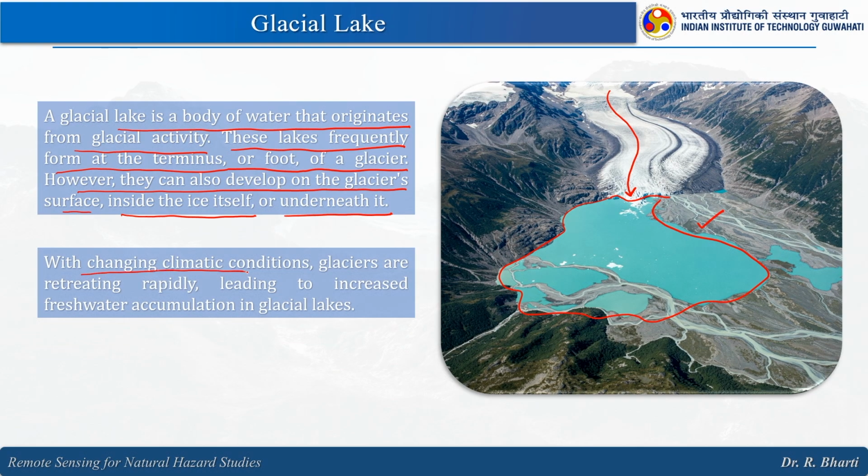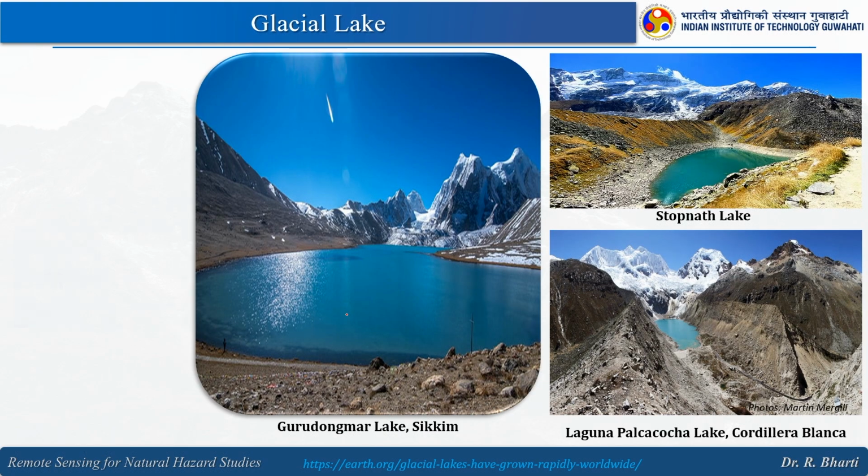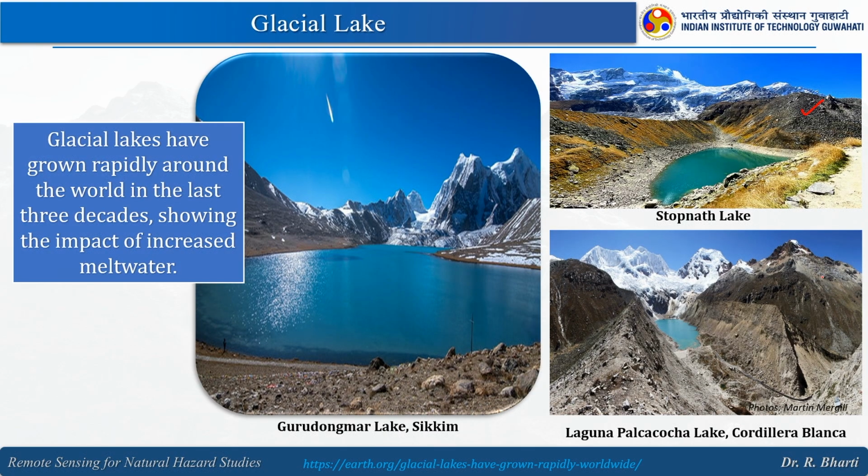With changing climatic conditions, glaciers are retreating rapidly, leading to increased freshwater accumulation in glacial lakes. These are again different types of glacial lakes from different locations, and glacial lakes have grown rapidly around the world in the last 3 decades, showing the impact of increased melt water. So ultimately the water coming to these glacial lakes is from the melt, right, and it is because of the changing climatic condition.